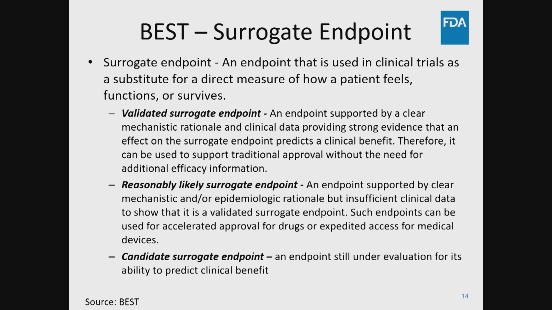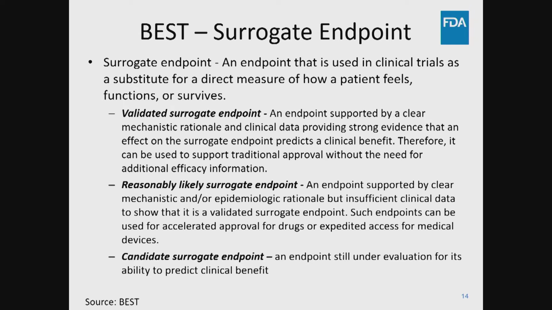This is an endpoint that's supported by a clear mechanistic rationale and clinical data providing strong evidence that an effect on the surrogate endpoint predicts a clinical benefit. Therefore, this can be used to support traditional drug approval without the need for additional efficacy information. So this can be a standalone endpoint in an efficacy trial for a drug.